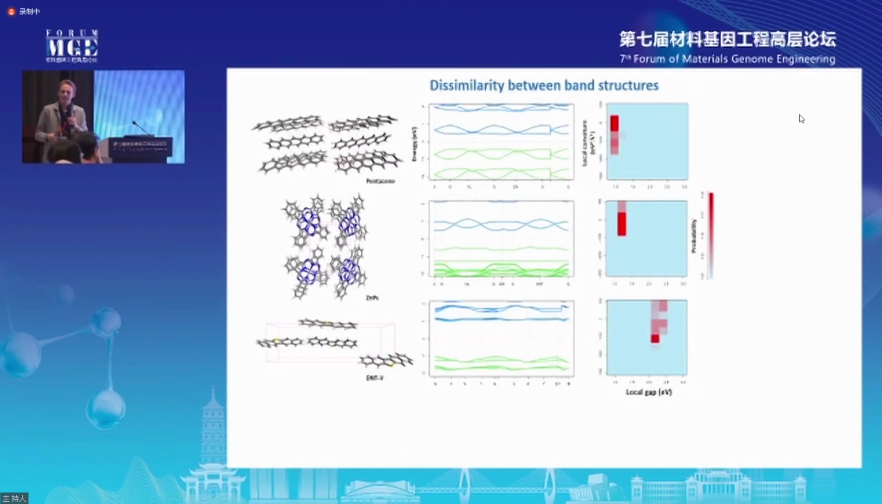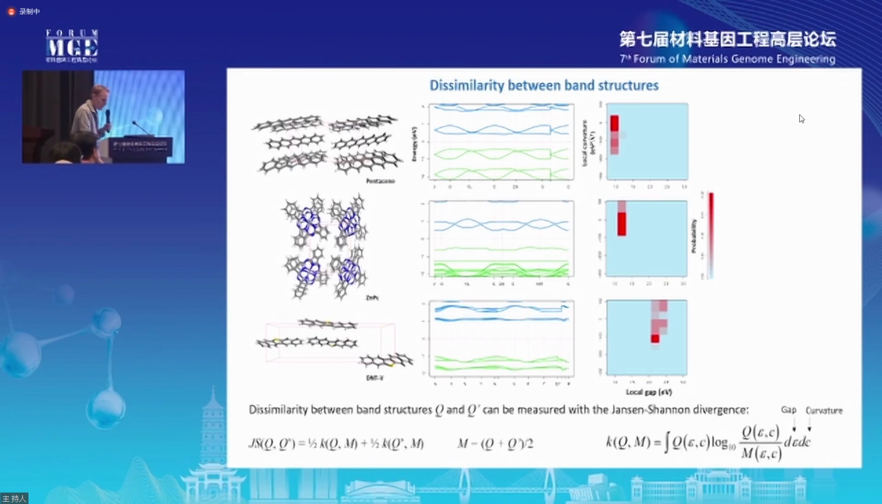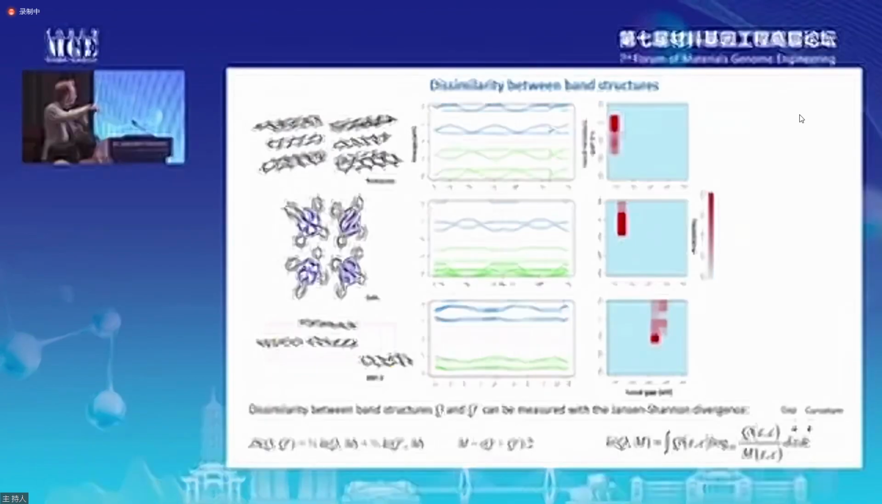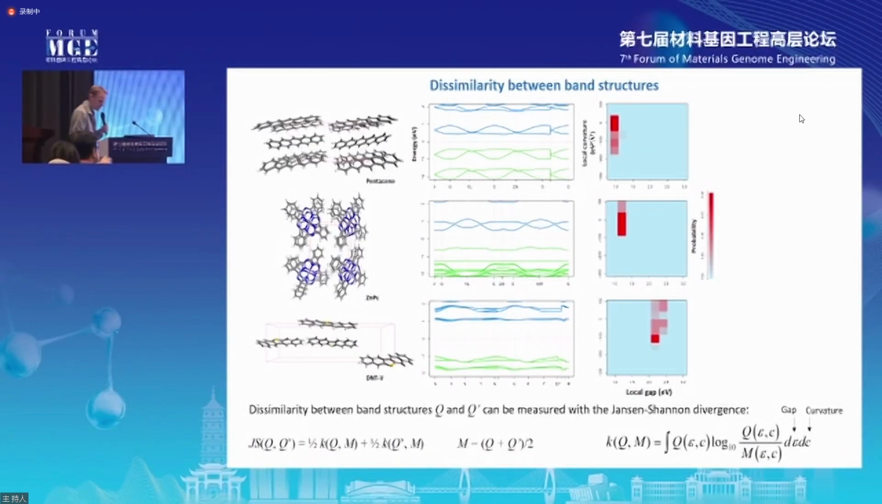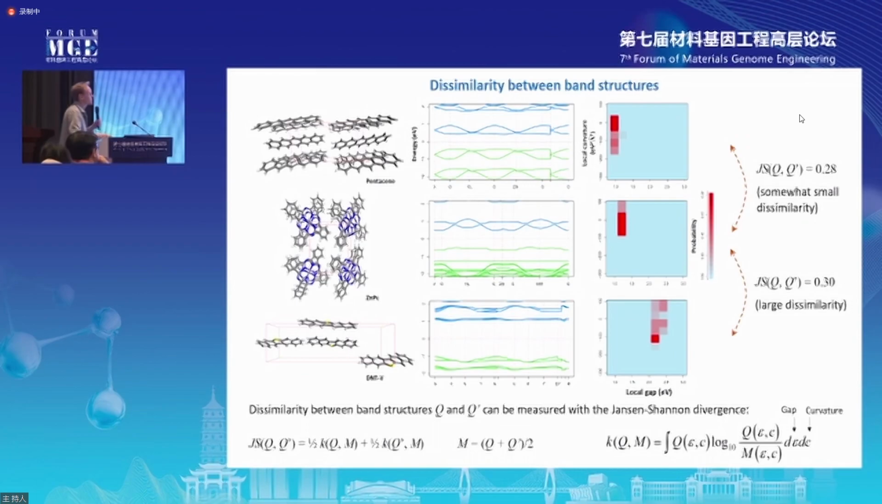Now we can do a dissimilarity analysis, just like I showed before. These are three different band structures and three different electronic fingerprints. We can introduce something called the Jensen-Shannon divergence. It may be a little bit hard to see down the back, but it's just a way of measuring the similarity between probability distributions. It's from information theory. So we calculate this for these three band structures here. These two, we get JS of 0.28. This one, we get JS of 0.3. It turns out that this value varies over a very small range of about 0.28 to about 0.301. So these two are very, very different. These two are quite similar. That's what it's telling you.